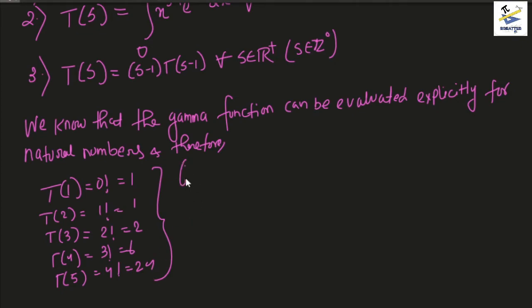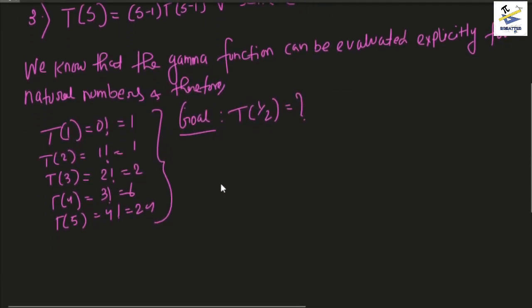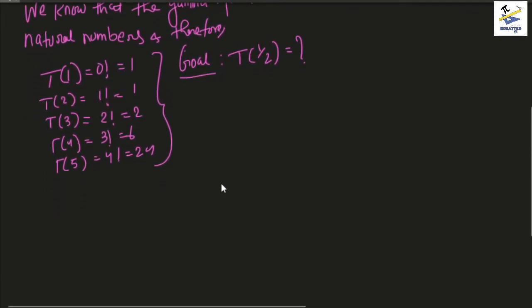Our goal eventually would be to find the value of gamma of 1 by 2, and we would resort to different methods in order to find this, but yes, this would be our general way of finding how to do this exact function. Now what we tend to do in terms of learning the gamma function is that we would also learn the beta function in relation to it.